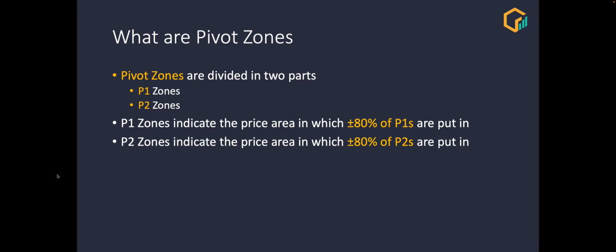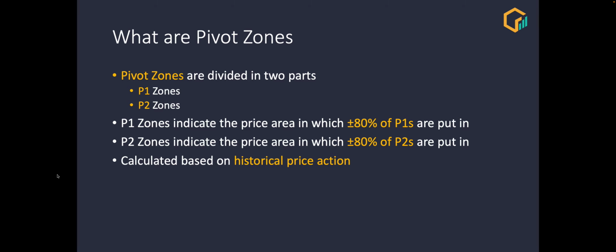So this is a price zone for a certain time frame. Say we have a daily time frame, then the P1 zone indicates a price area in which more or less 80% of P1s will be put in. And we'll dive into some examples in the chart in a bit, so the concept will become more clear. But stick with me for now.